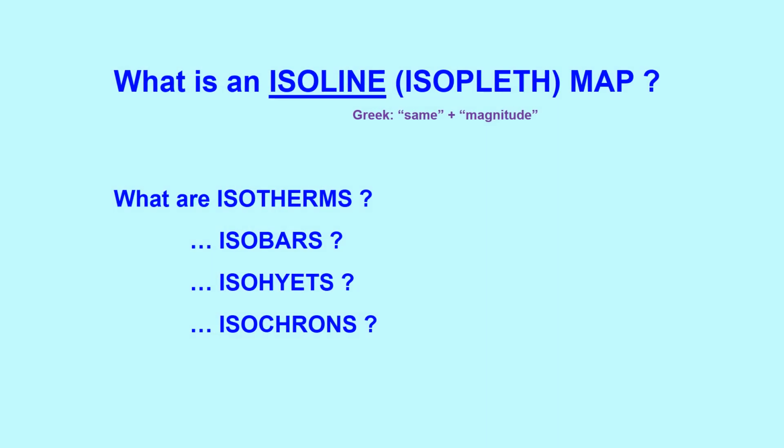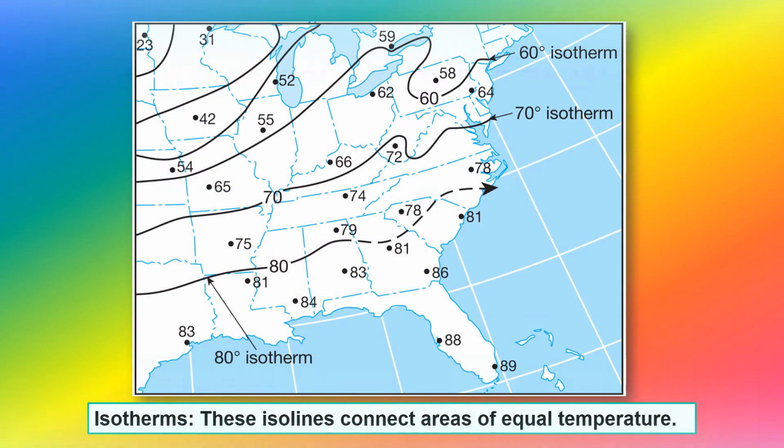Now, the main way that quantitative information is shown on maps with lines is with what's known as the isopleth or the isoline technique. Isolines connect areas of the same magnitude. Iso means same, pleth means magnitude. The contour lines we looked at on topographic maps are a type of isoline, because contour lines connect areas of the same elevation. Now, let's take a look at some examples.